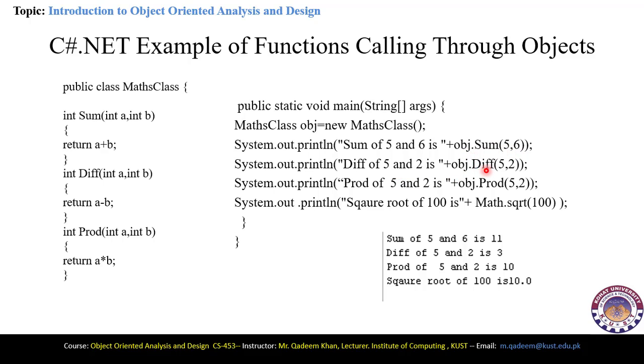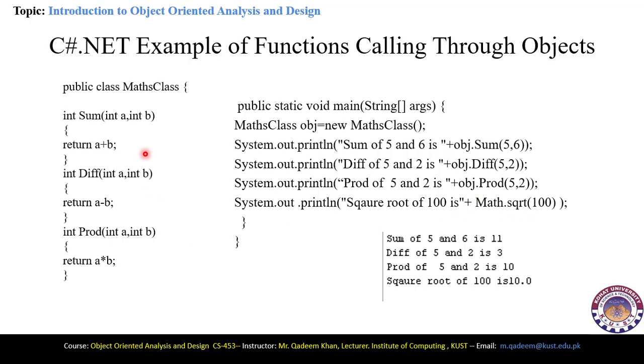Similarly, we have called the diff function through the object, obj.diff(5, 2). It calculates the difference of 5 and 2, which is 3. Similarly, we have also called the product function. It calculates the multiplication, 5 comma 2, 5 twos are 10. Also, we have the square root of 100, which is 10. Math.sqrt(100) is 10.